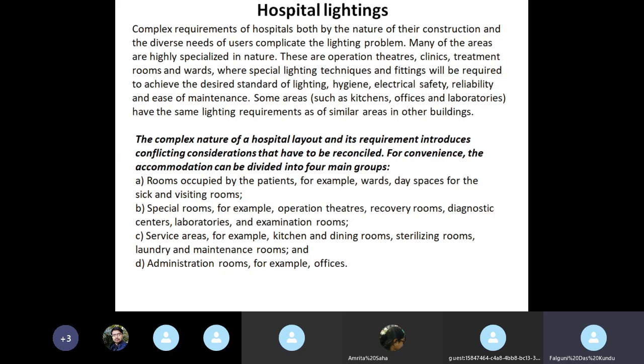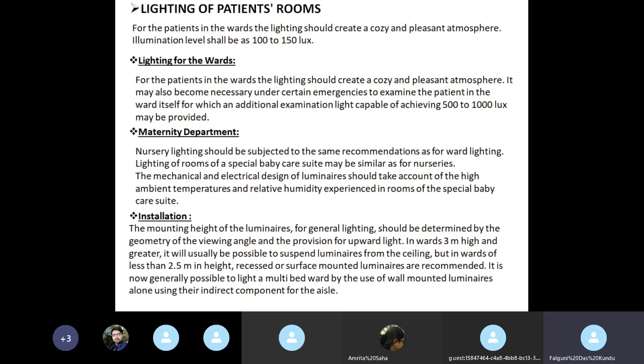The rooms occupied by the patients, for example, wards, day spaces for the sick and visiting rooms. The special rooms, for example, operation theaters, recovery rooms, diagnostic centers, laboratories, and examination rooms. Service areas, for example, kitchen, dining rooms, sterilizing rooms, laundry, and maintenance rooms. And number 4, or D, is the administration rooms, for example, like office.